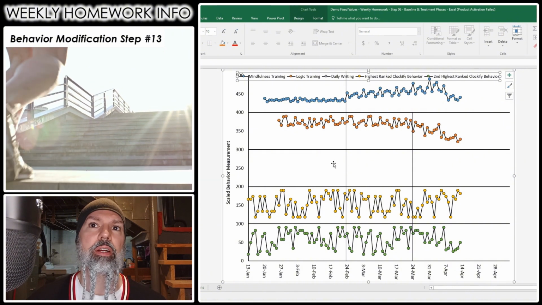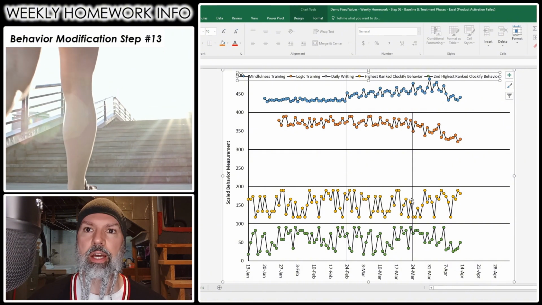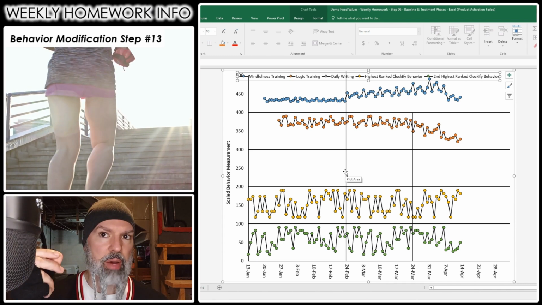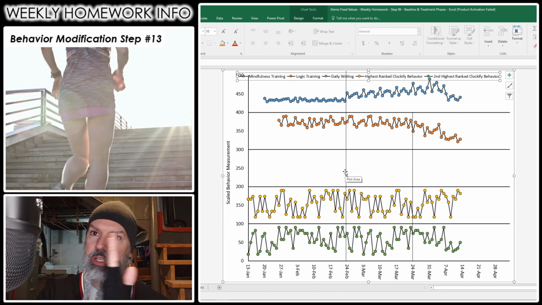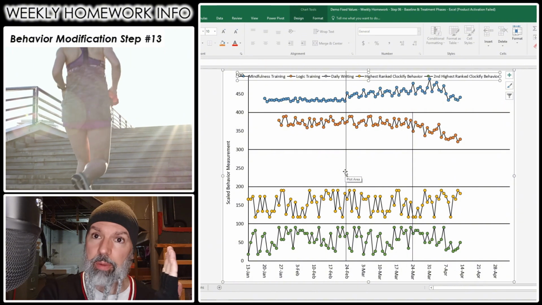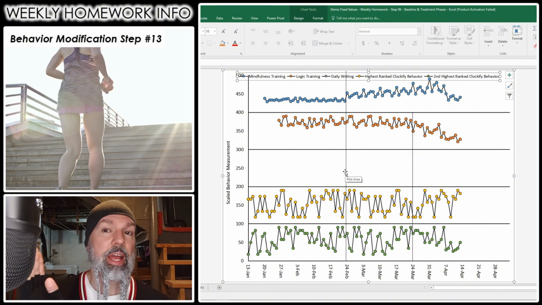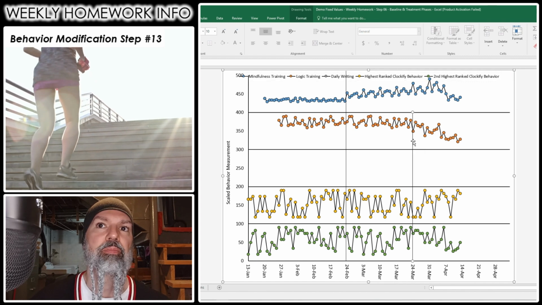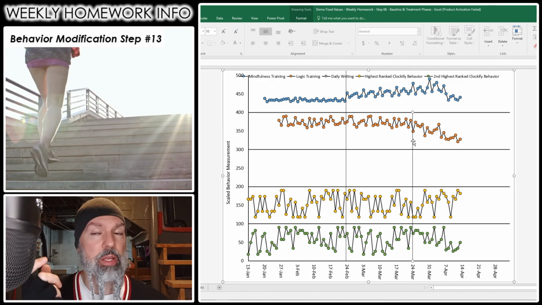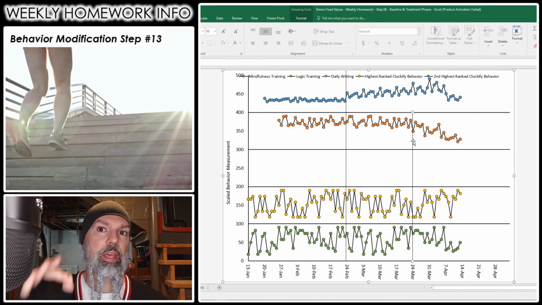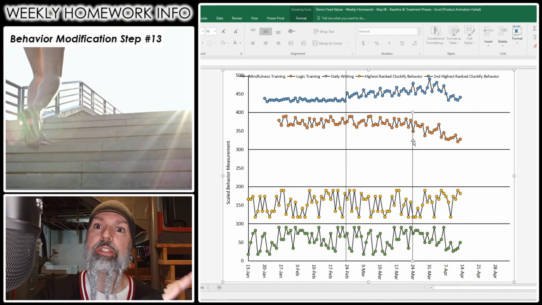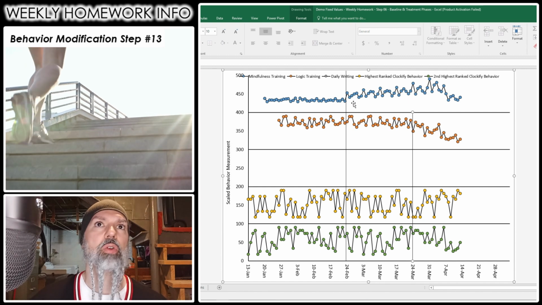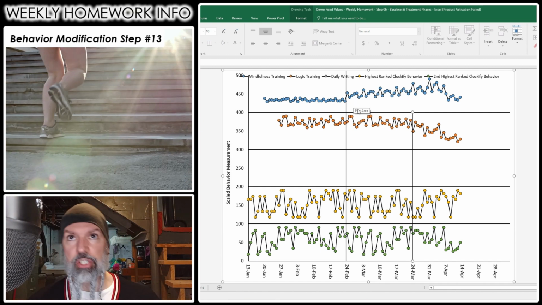So you'll notice here that we have these two phase change lines. We have the phase change line, your first one, which is where we started shaping that mindfulness training. And you can see if there's a difference between before the mindfulness training was beginning to be shaped and after the mindfulness training started to be shaped. And then we have this other line here, and this is where we started the punishment procedure for either logic training or your self-selected Clockify behavior. So now what we need to do is draw one more phase change line.